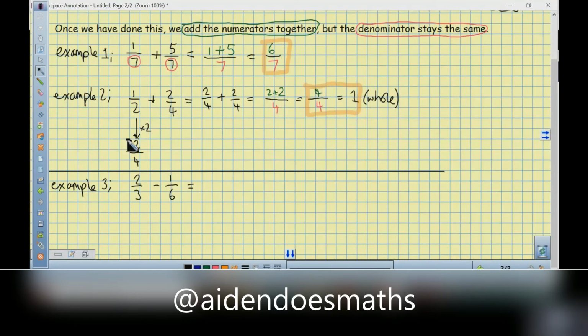So again, like we did in example 2, can you change one or both fractions to an equivalent fraction so that both have a common denominator? Okay, and then try and do step 2, but instead of adding the numerators together, we're going to subtract the second numerator from the first numerator. Remember, denominators still stay the same. So as usual, pause the video, have a go, and we'll talk about it in a second.